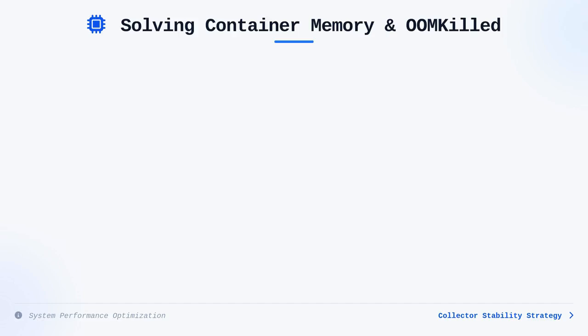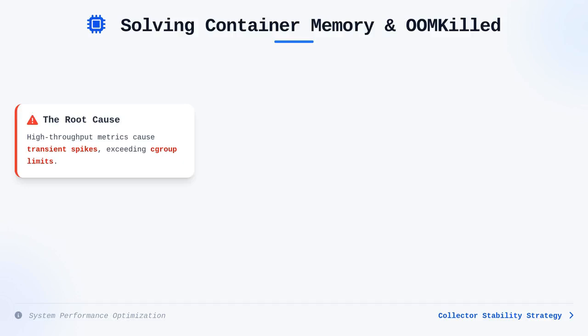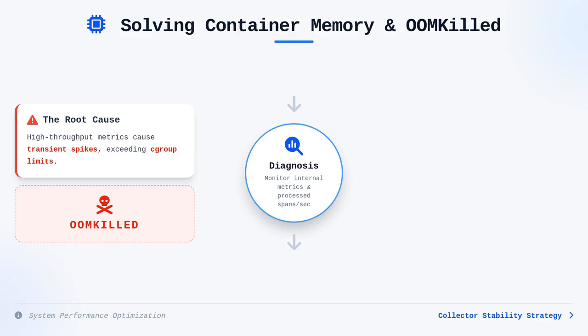Memory utilization remains a primary concern in containerized deployments, particularly when high-throughput metrics cause transient spikes that trigger an OOM killed status. This event occurs when the collector process consumes more memory than the assigned cgroup limit, causing the kernel to forcefully terminate the process. To diagnose this, I recommend monitoring the internal metrics exported by the collector, specifically focusing on the number of processed spans or data points per second.